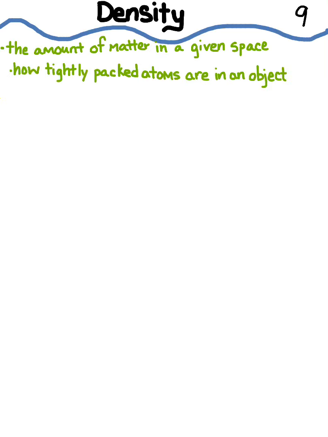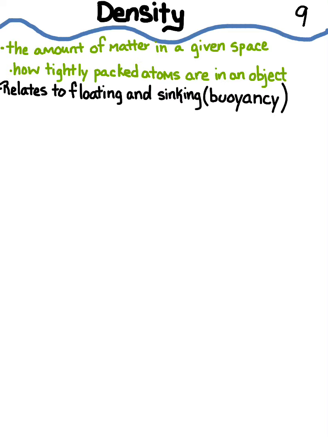Density is the amount of matter in a given space. This just means how tightly atoms are packed together in an object. When we talk about density, we normally talk about if objects can float or sink, their buoyancy. If something sinks, that means that it is more dense or it has a higher density.